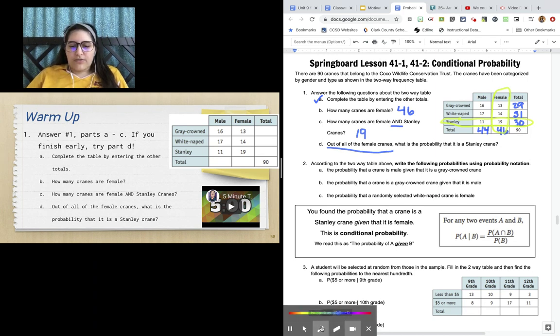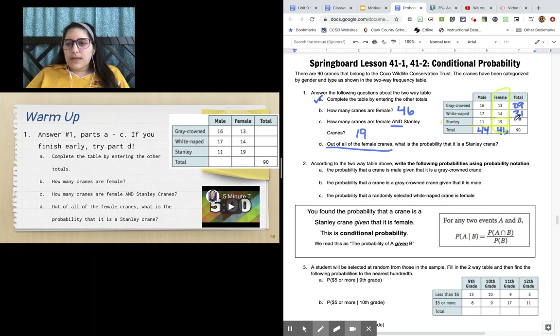That's my qualifier. I need to do some erasing. Sorry, that line was terrible. Out of all of the female cranes, I also need to do some erasing right here. Sorry, I'll go back and add those in a minute. This says, out of all of the female cranes, what is the probability that we get a Stanley crane?